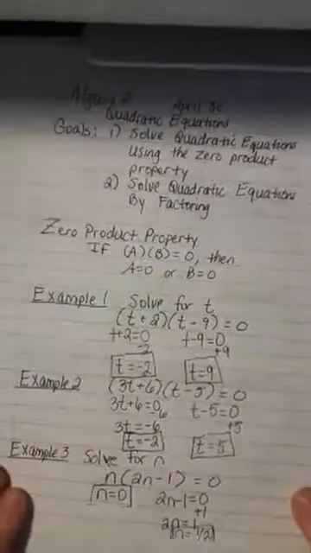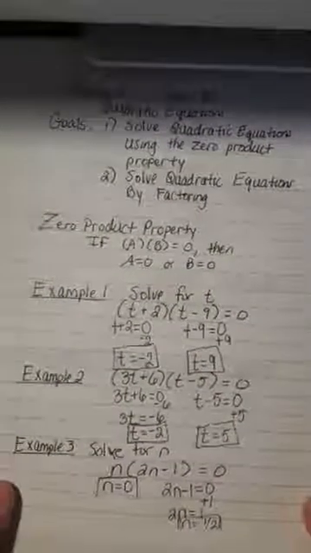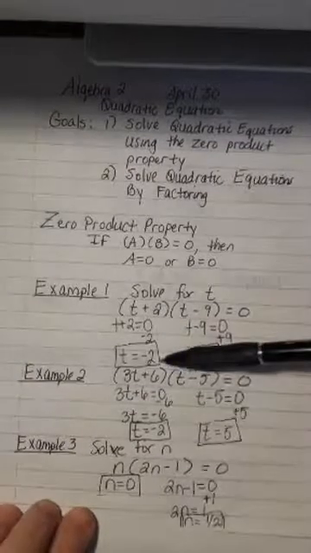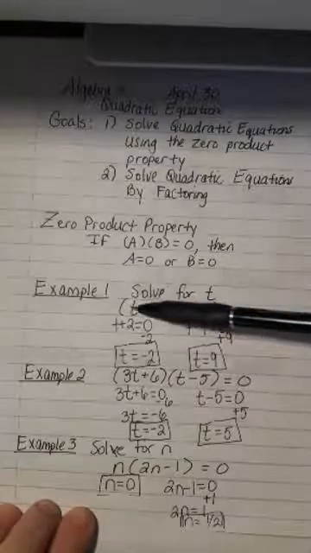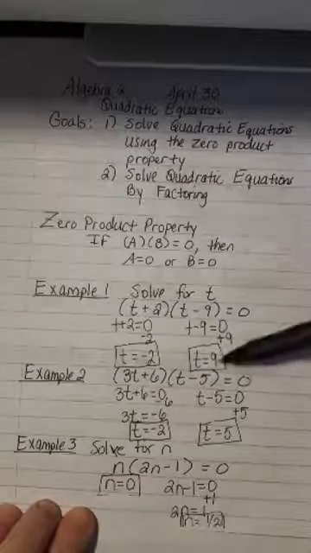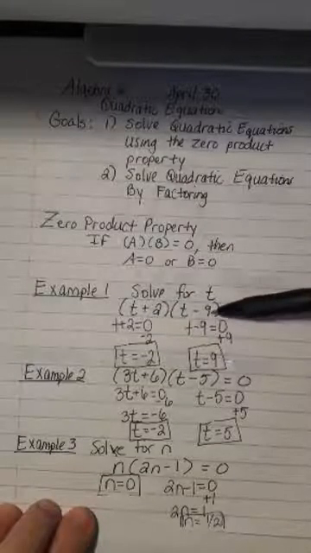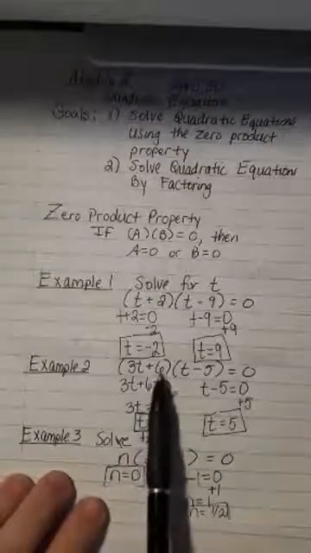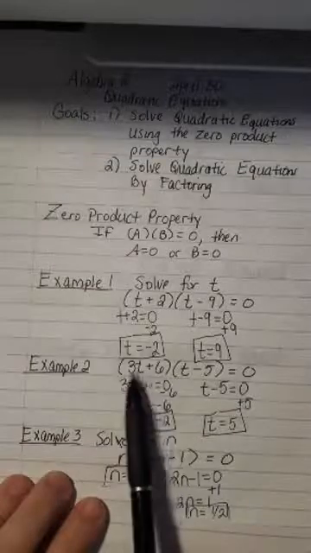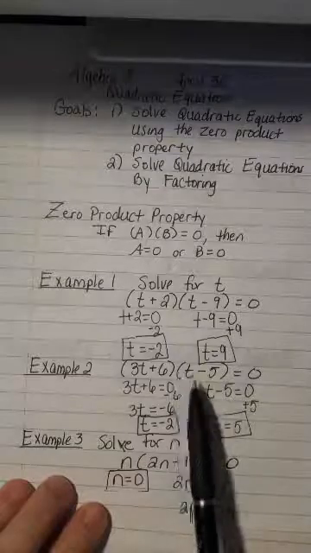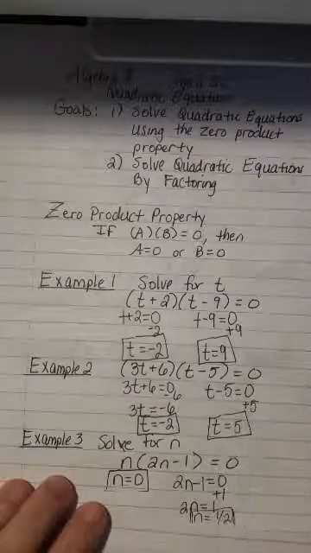So let's look back over here. Look at example 1. T plus 2 and the answer is negative 2. The opposite of the back over the front. In this case, the front's 1. So negative 2 over 1, which is negative 2. The opposite of the back over the front. So positive 9 over 1, which is 9. Example 2. The opposite of the back over the front. So that's going to be negative 6 over 3, which is negative 2. The opposite of the back over the front. Positive 5 over 1. You got it?